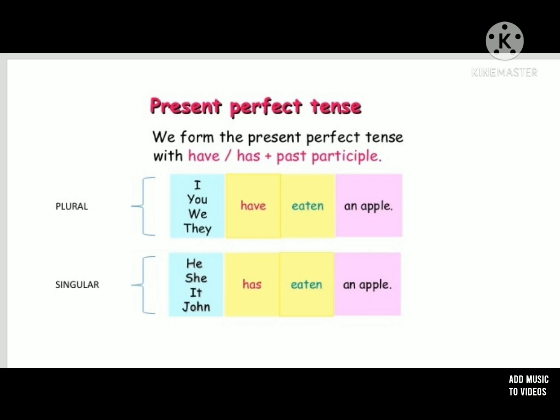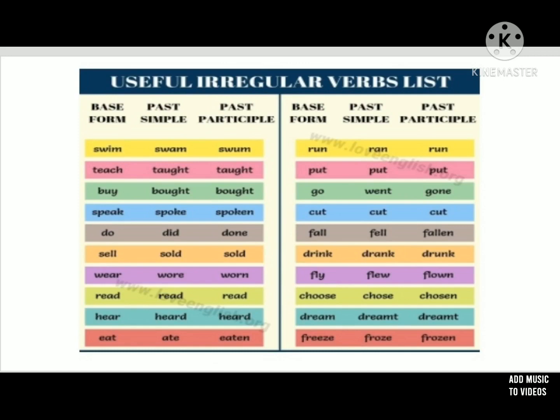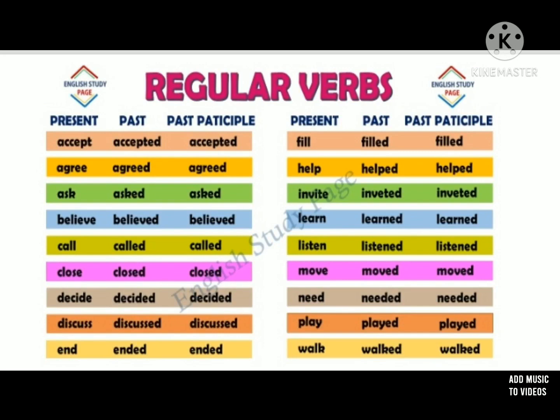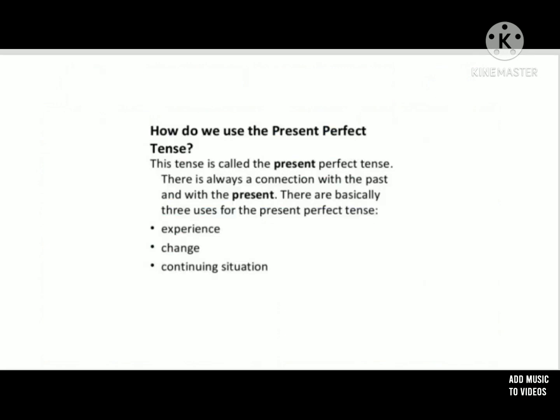So I, you, we, they are plural subjects. That means more than one. Has is used with singular subjects. That means only one. Such as he, she, it, John. He has eaten an apple. She has eaten an apple. It has eaten an apple. John has eaten an apple. Now I have given you some useful irregular verb list which will be helpful for you to learn and practice. And also I have given you some regular verbs as well.